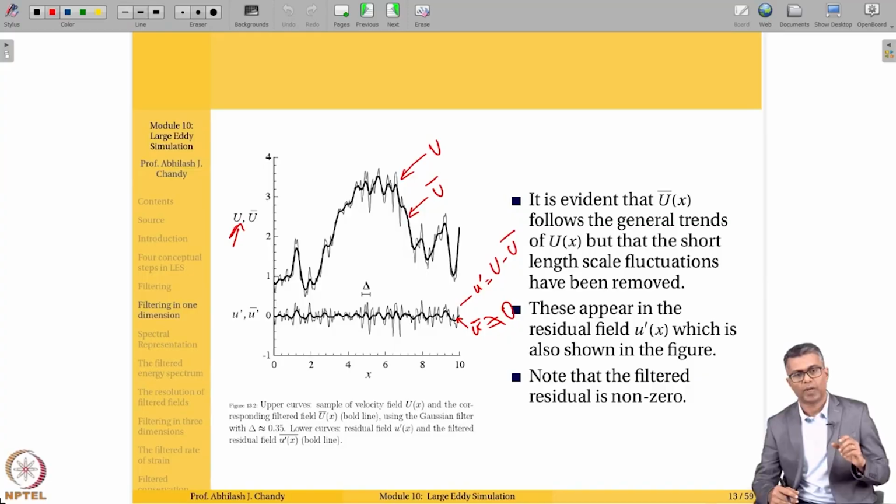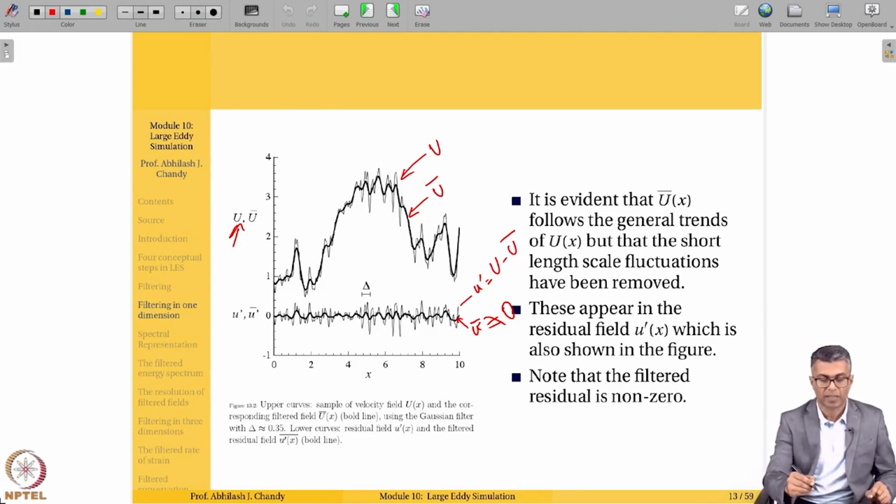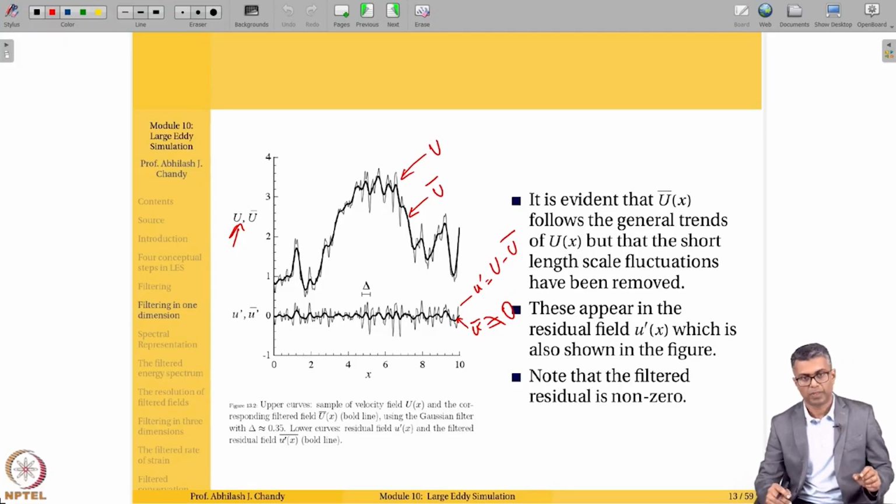Hello everyone. So in the last class we were talking about the filtering operation involved in LES, and just to refresh your memory, if you look at this plot here shown on the slide, what we have is the instantaneous velocity, of course, which is the thin line on the top as marked here, and you apply a filter to it. What you get is U bar. Right? So that is the thick line on the top. That's a U bar. And as you can see, it is smoother than U. U bar is smoother than U.